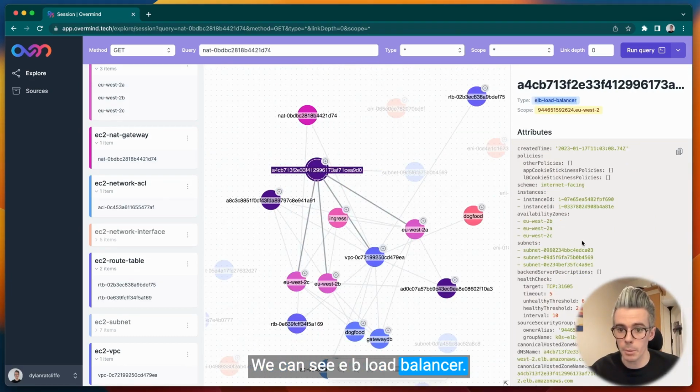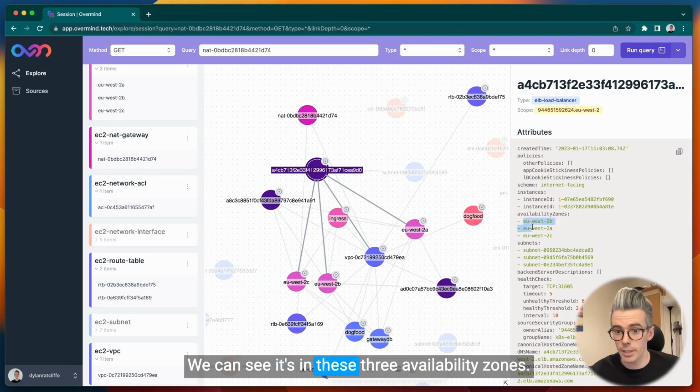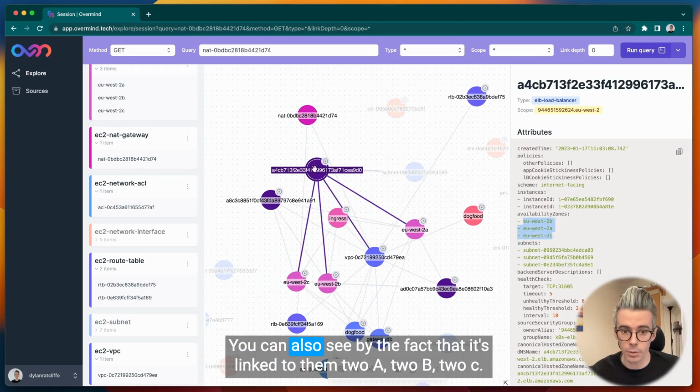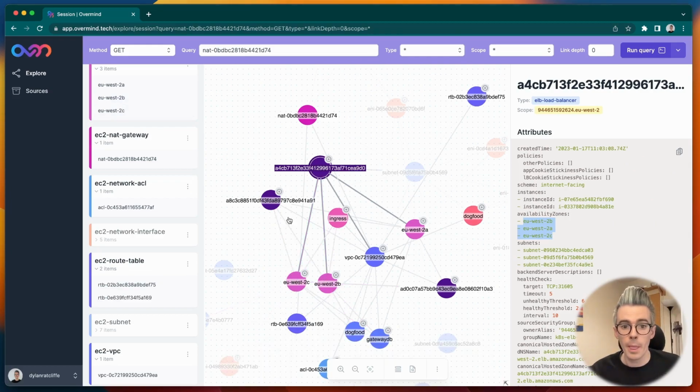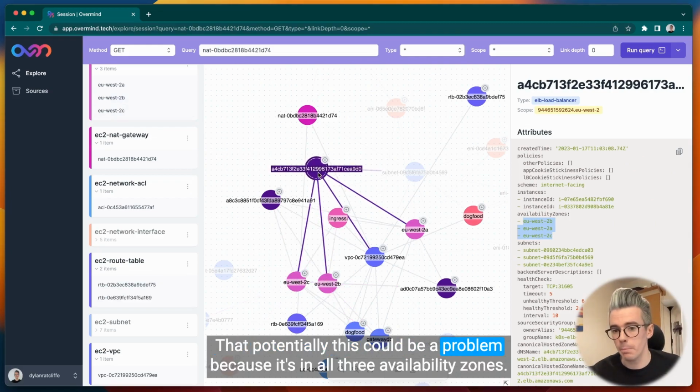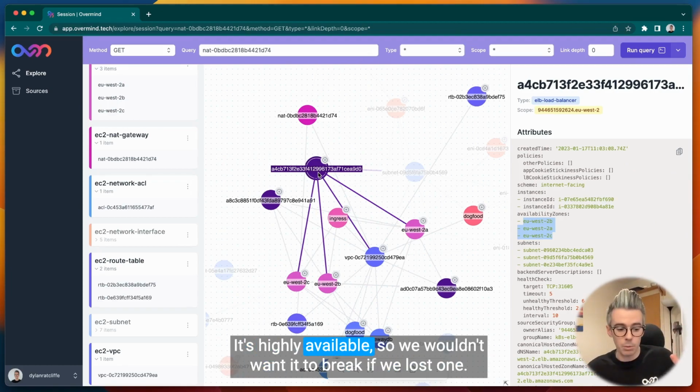This is a load balancer. We can see ELB load balancer. We can see it's in these three availability zones. You can also see by the fact that it's linked to them, 2A, 2B, 2C, that potentially this could be a problem because it's in all three availability zones. It's highly available, so we wouldn't want it to break if we lost one.